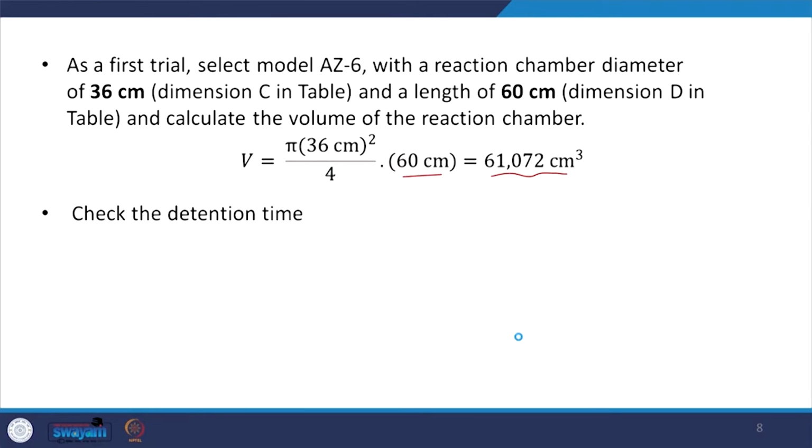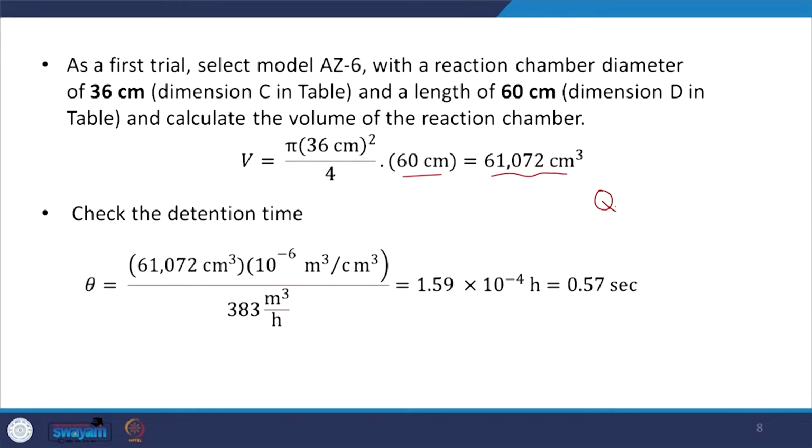And then the retention time, how will you calculate the retention time? We know that we have Q. So theta is equal to V by Q, and that's what we have. You can play around with the units, and it's 0.5 seconds. We know for what we want, 0.5 seconds is what we want.